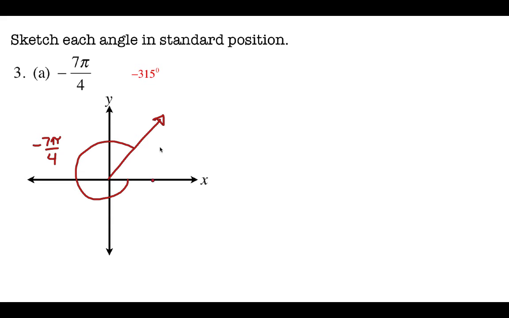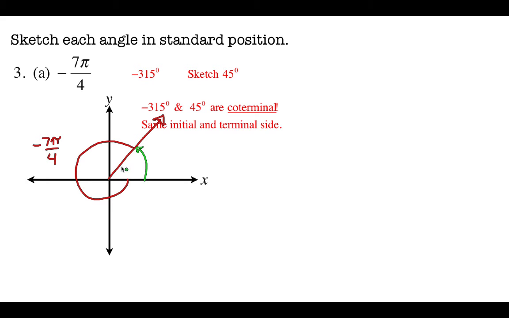Now notice that if I was to sketch 45 degrees, this is positive, I would end up in the same location. And this is what we notice, that negative 315 and 45 degrees have the same starting point, same endpoint. We just went about it a little bit differently. But these two angles are coterminal because they have the same initial and terminal side. Another term that you need to know.